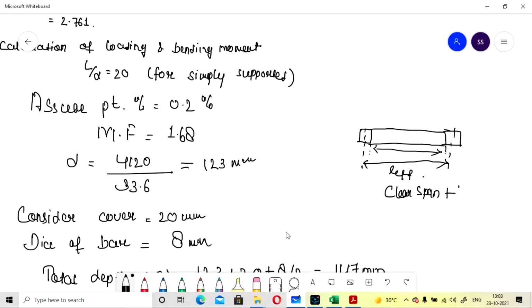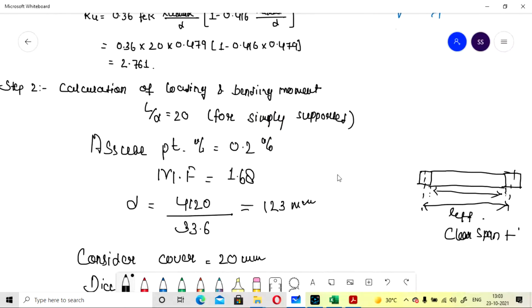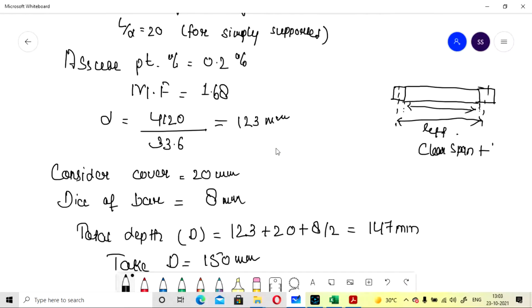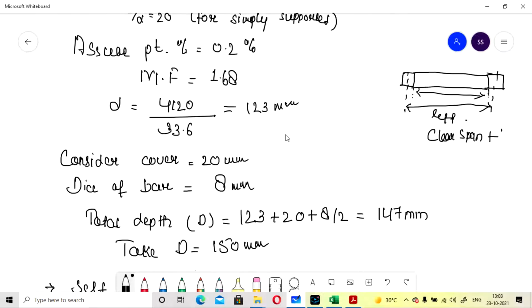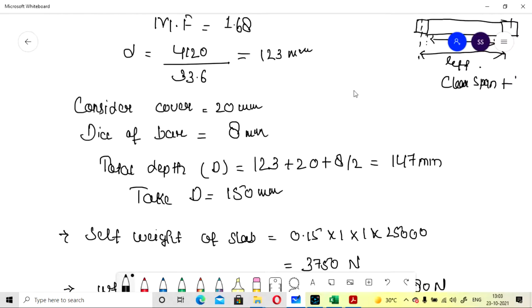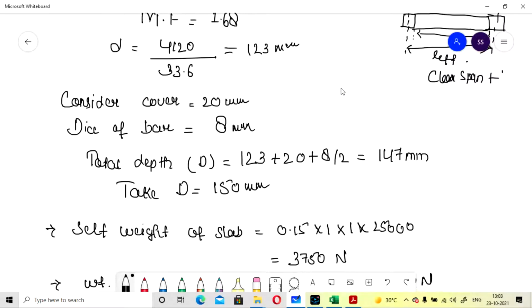So this will be lesser than our center to center span. So that's why I have taken 4120 value. Okay, so it is lesser than our center to center span, so this will be okay. The effective depth calculated by this was 123 mm, so we are going to consider the effective depth more than this.